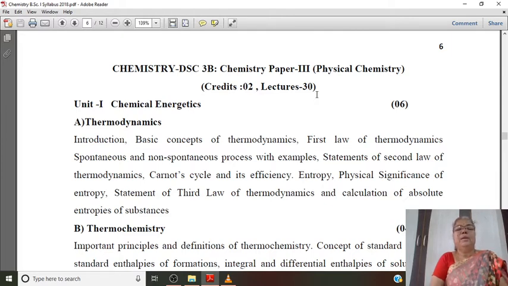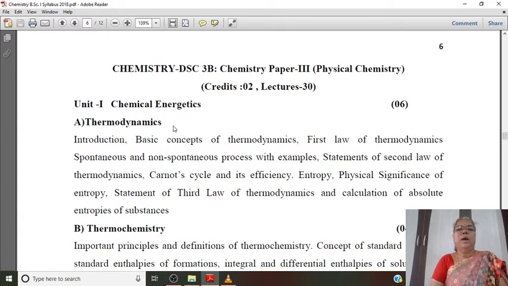At first, I will introduce you to chemistry paper number 3, physical chemistry. It has 2 credits and 30 lectures. The first unit of this paper is chemical energetics, and it is divided into 2 parts. Part A deals with thermodynamics, which is related to the conversion of heat energy into other forms of energy.